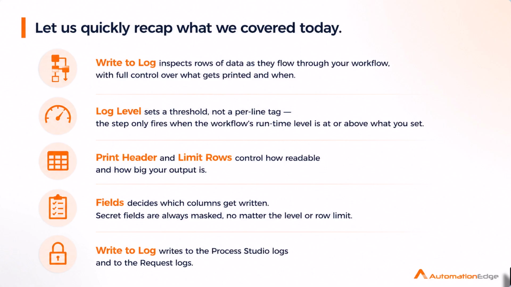Print header and limit rows control how readable and how big your output is. Fields decides exactly which columns get written. And secret fields are always masked, no matter the level or row limit. Write to log writes to the Process Studio logs and to the request logs.